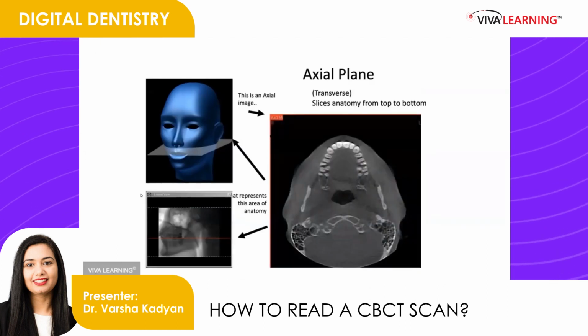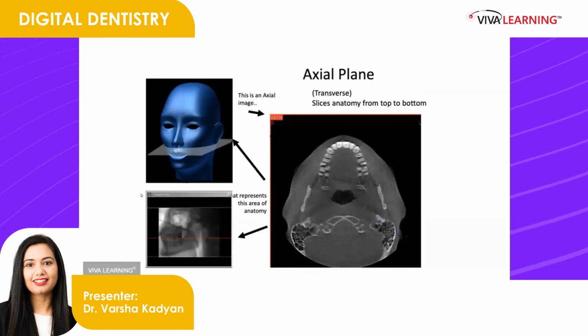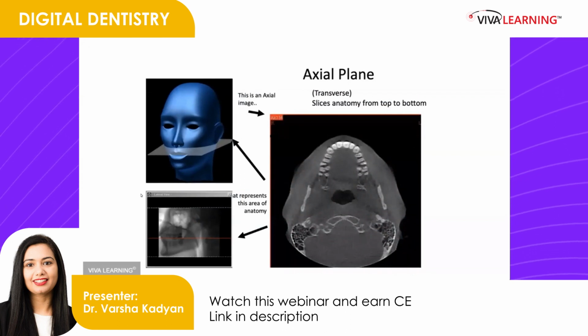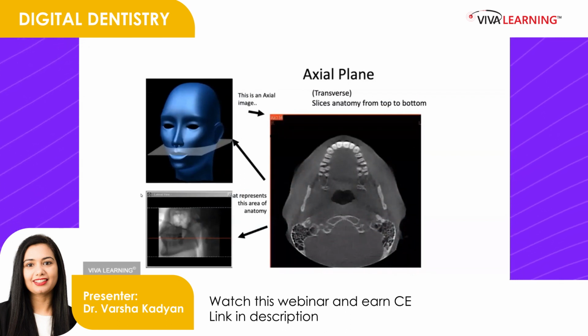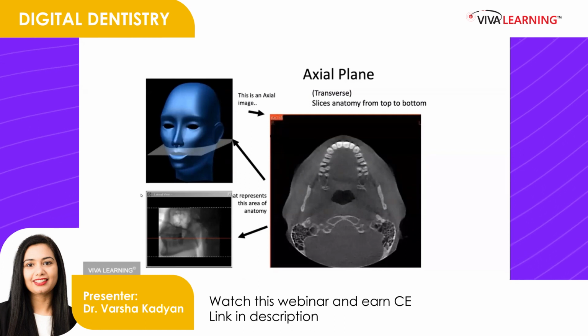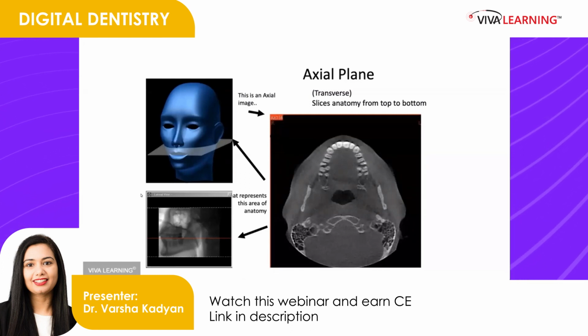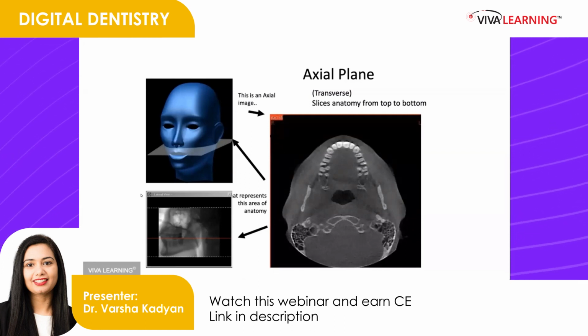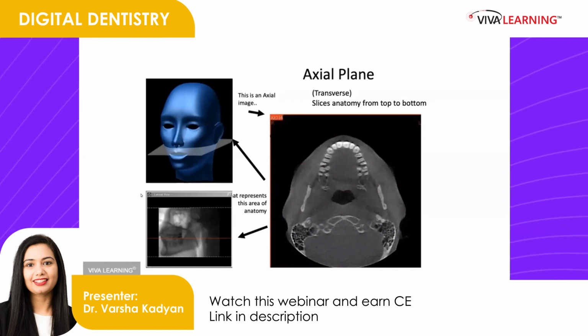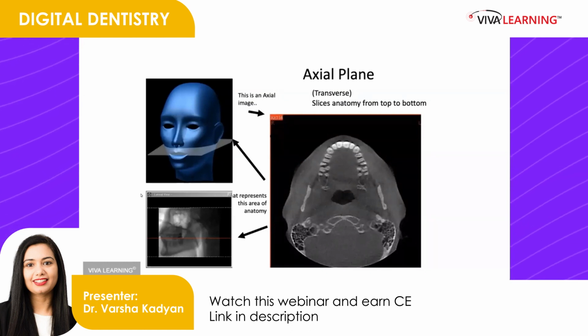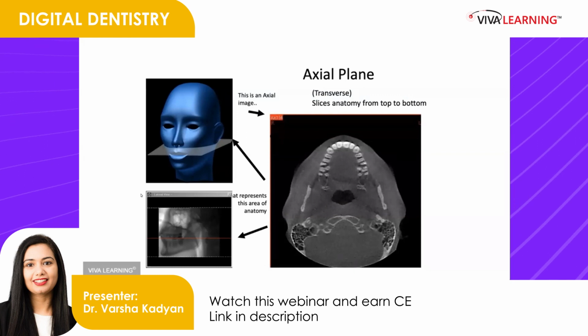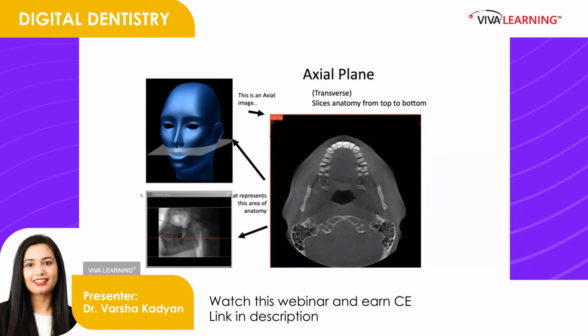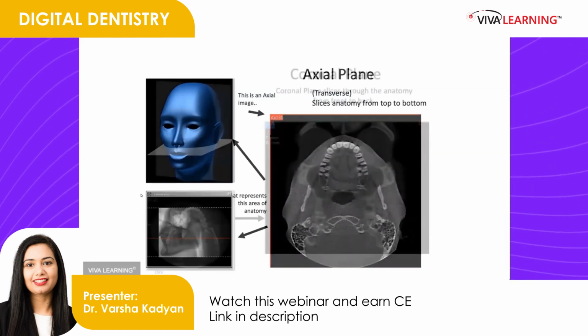So, just to go over the basic orientation of the planes, this picture is depicting an axial plane. The axial plane is also called the transverse plane. It slices anatomy from top to bottom, from your head to toe. So this is what comprises an axial plane.